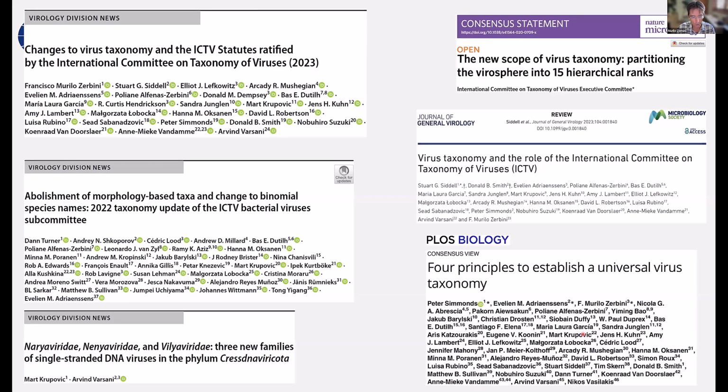Different subcommittees or study groups sometimes publish Virology Division News articles as well to inform the community about recent decisions that they have made. And we also publish general interest papers in other journals whenever we feel there's some major thing that needs to be communicated, like when we expanded the taxonomic framework from 5 to 15 ranks, or just general articles explaining how we work. So you can follow this through the literature. Okay.